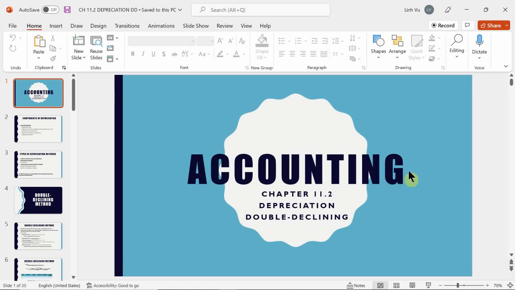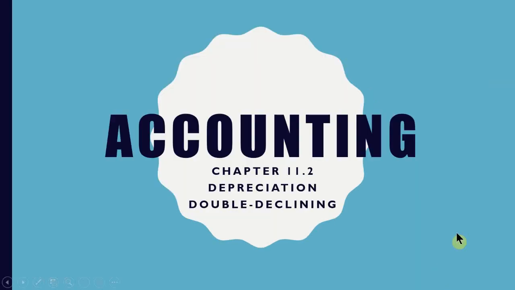All right, welcome back to the second part of depreciation. We're going to be taking a look at another costing method called double declining.